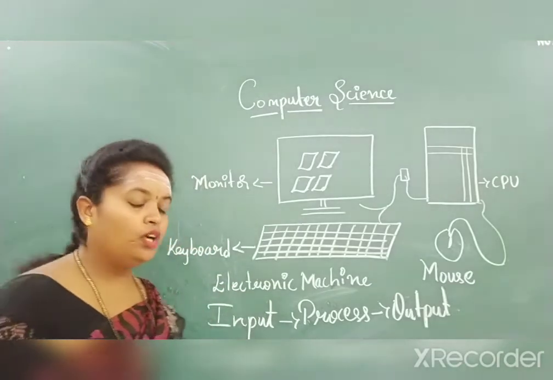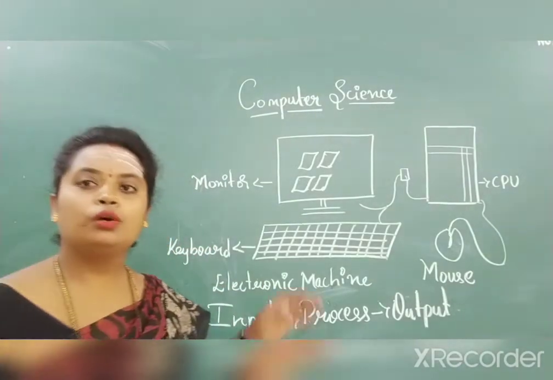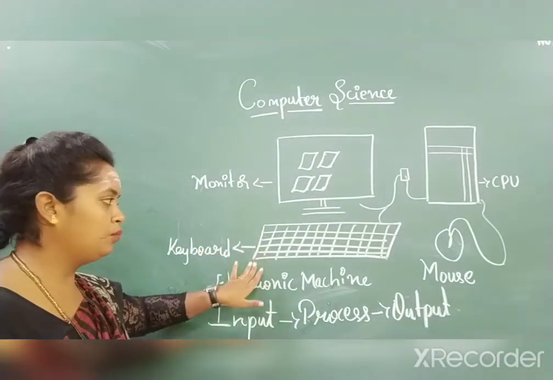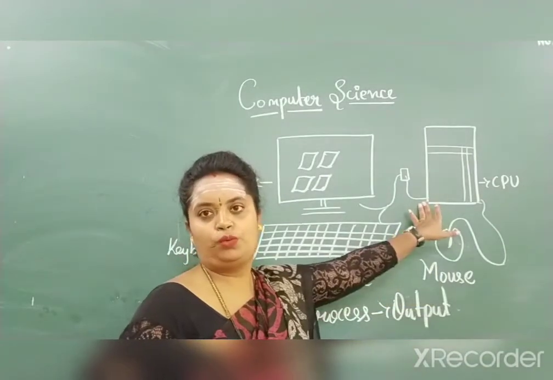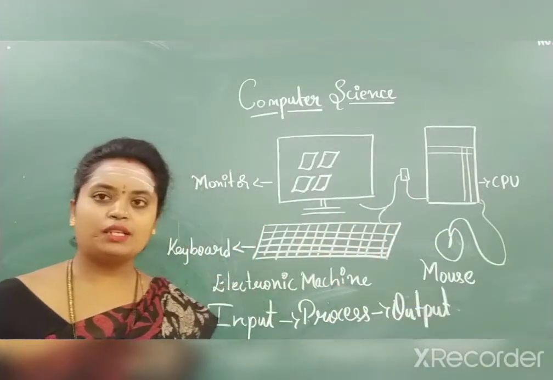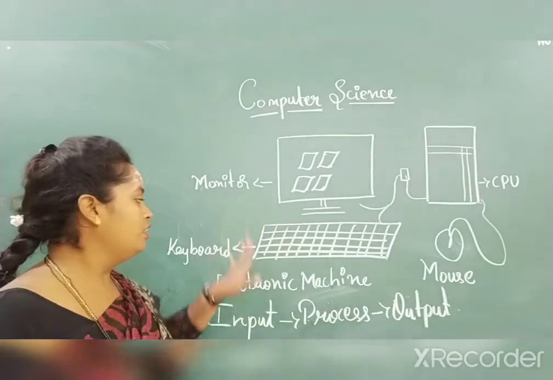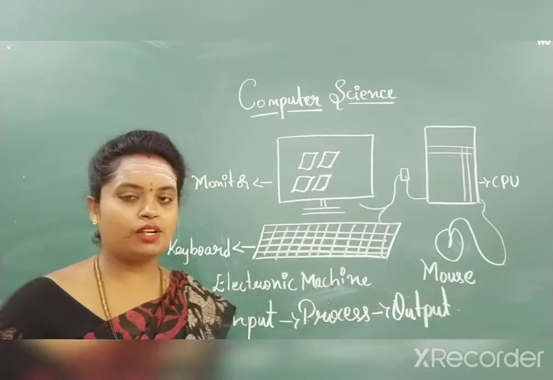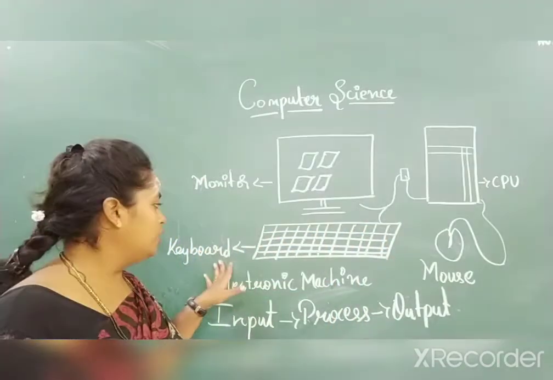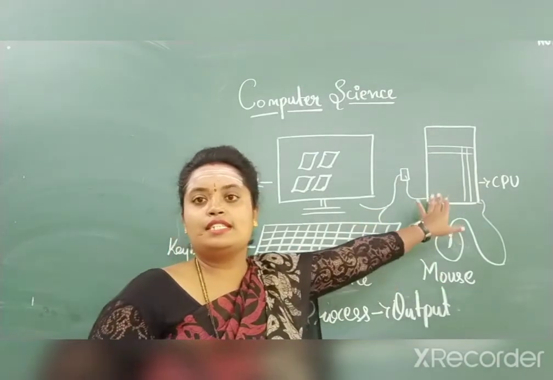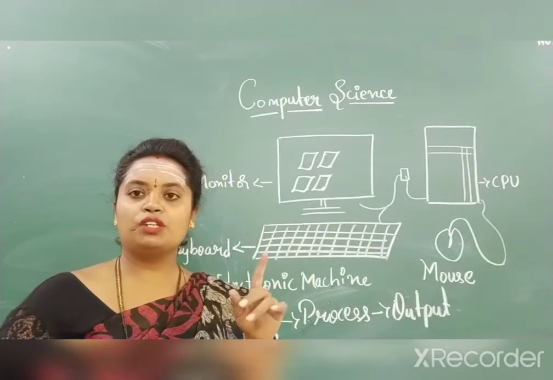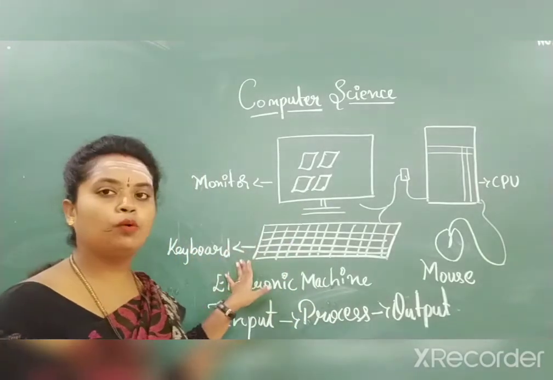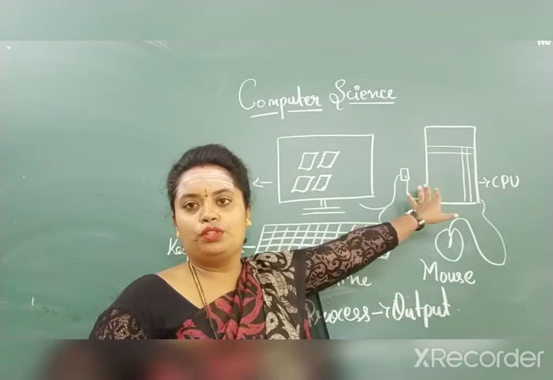So, what are the parts of the computer? You can see monitor, keyboard, mouse, CPU. Repeat with me. What are the parts of the computer? Monitor, keyboard, mouse, CPU. Let us do it once again. Monitor, keyboard, mouse, CPU. Got it? Do you want me to repeat it once again? Monitor, keyboard, mouse, CPU. Fine children?